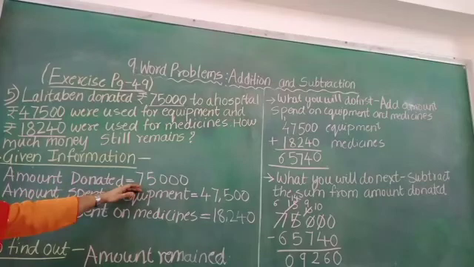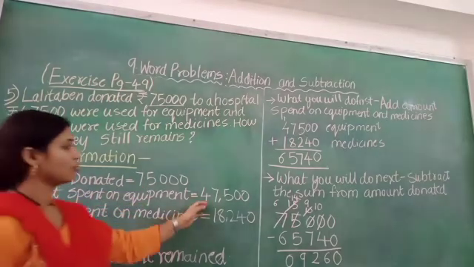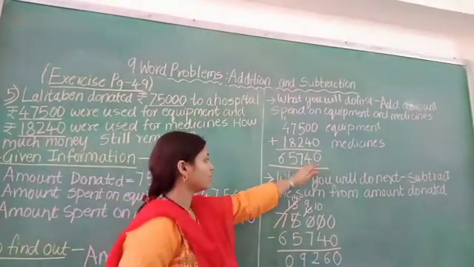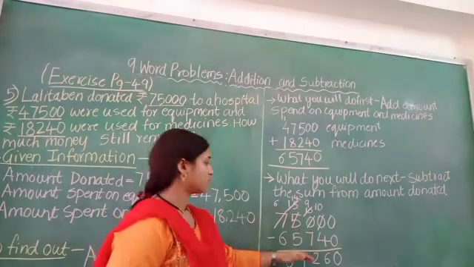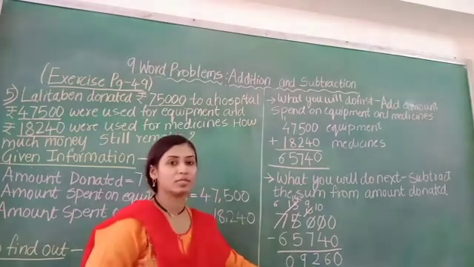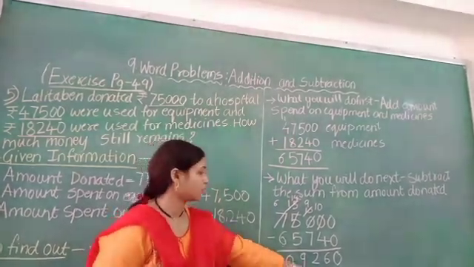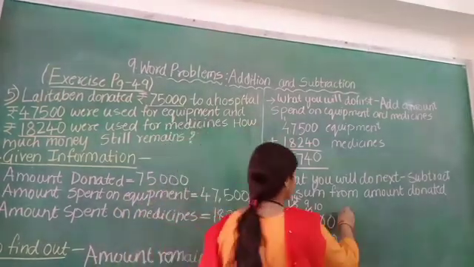75,000 was donated, and after adding the amounts spent on equipment and medicines we got 65,740. Then from the amount donated we subtracted both the amounts spent on equipment and medicines. After subtracting, we have got 9,260. So this amount has remained now.